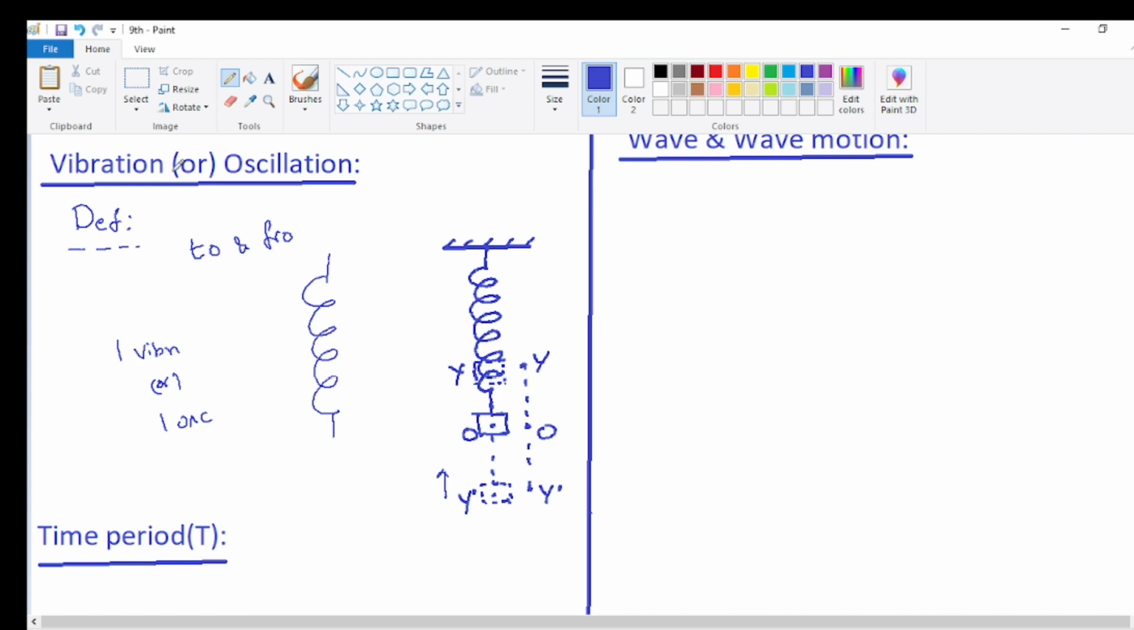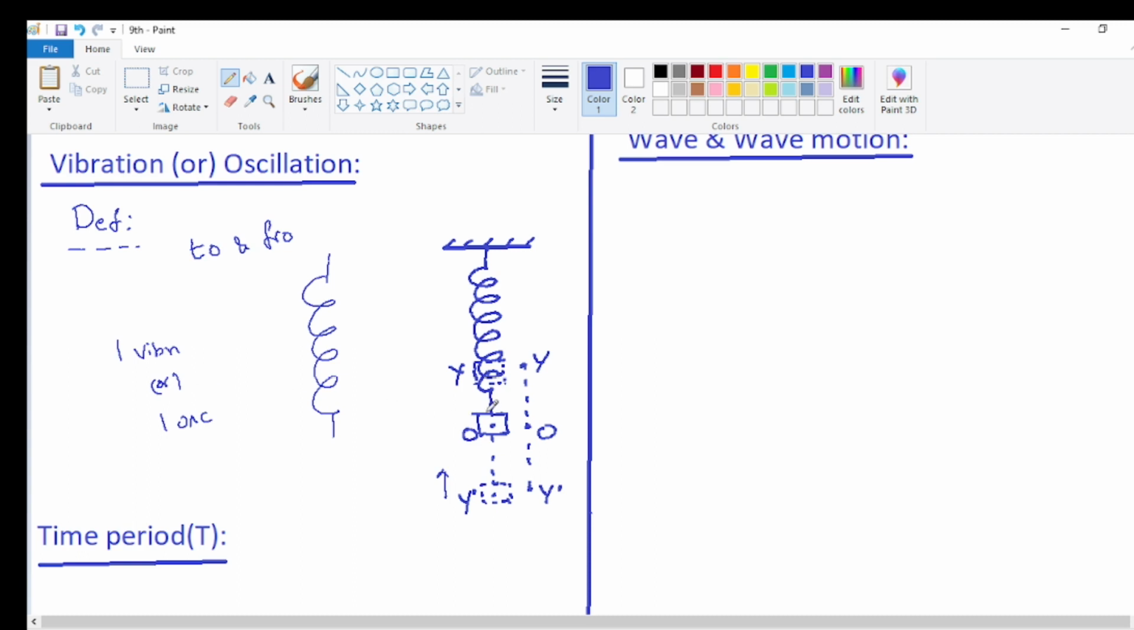So now earlier we have seen vibratory motion and oscillatory motion. To and fro motion due to an elastic force is vibratory and oscillatory motion. Now what is one vibration? One complete to and fro motion. So for example, from down to up it's moving, towards the uppermost point, and then away from the uppermost point, that is towards downwards it's moving. So this one complete to and fro motion is called as one vibration or one oscillation.